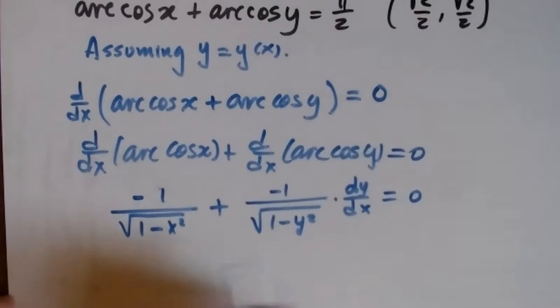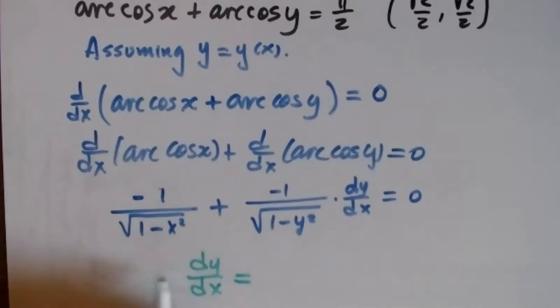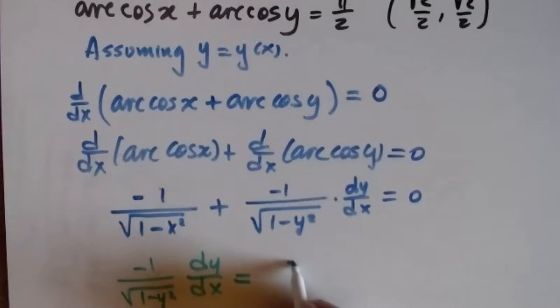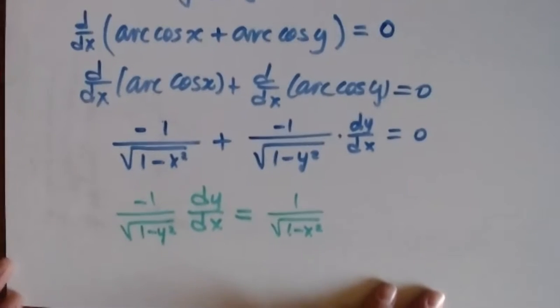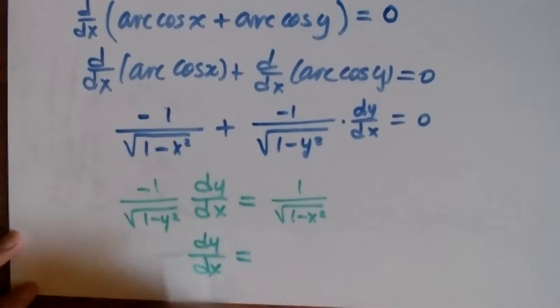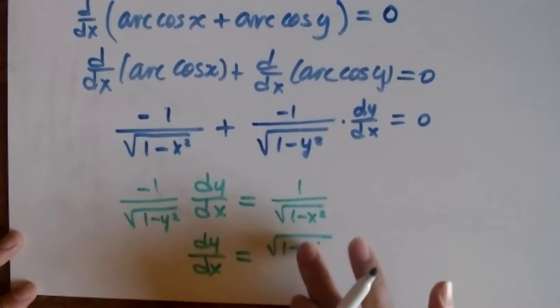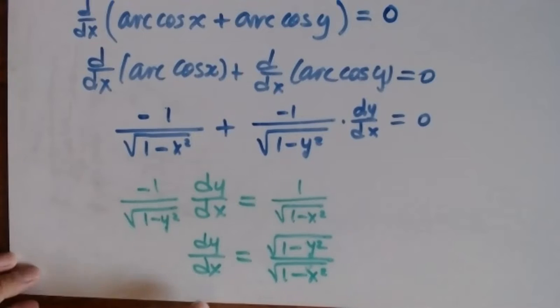So I'm going to get dy dx is, this is a negative, change to positive, so it's 1, and so I'm going to put here, negative 1 over the square root of 1 minus y squared. And here, negative 1 becomes positive, is 1 over the square root of 1 minus x squared. This is dividing, so you multiply, correct? You multiply, and then you get dy dx equals the square root of 1 minus y squared over the square root of 1 minus x squared. So this is your derivative, correct?